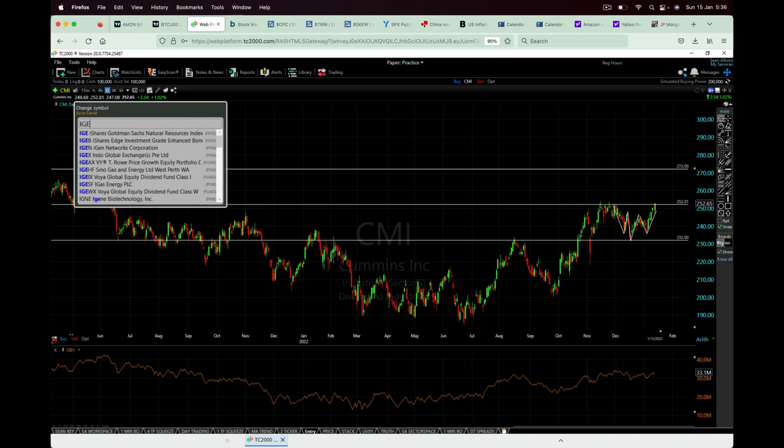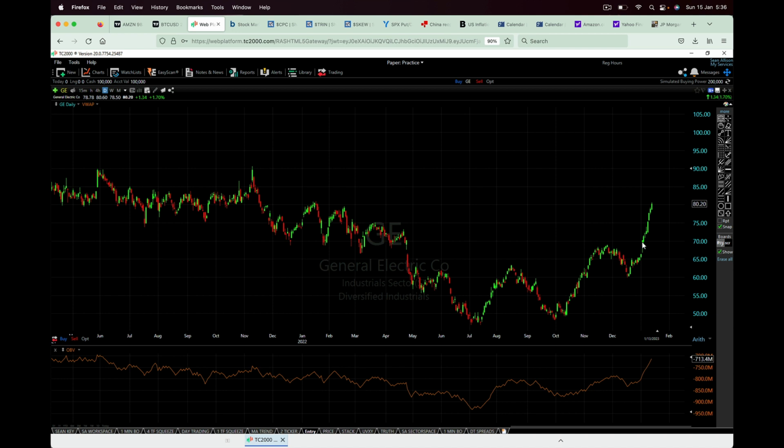And the other one here that I'm looking at is GE. Now, GE right now is very extended. Look at this move. That is a pretty incredible move. Now, if you have a look at this, it's actually up against some pretty good resistance here as well. This pivot high here, extended move.